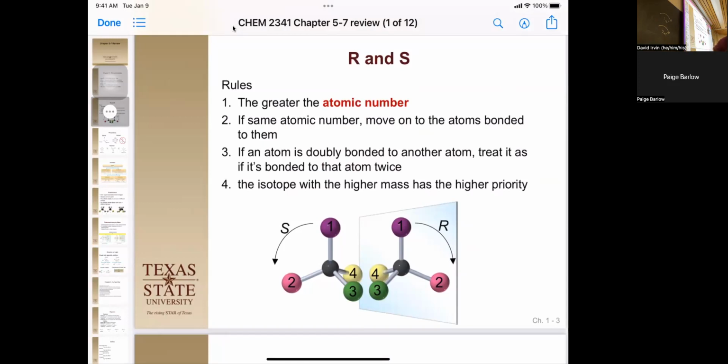Okay. Then once you've assigned your priority and you have your lowest priority group behind you, if it's clockwise in priority, 1, 2, 3, it's R. And if it's counterclockwise, it's S. Okay. Practice that again. You have that practice sheet you can download. Actually, I'll make sure that I have the keys up here soon too.